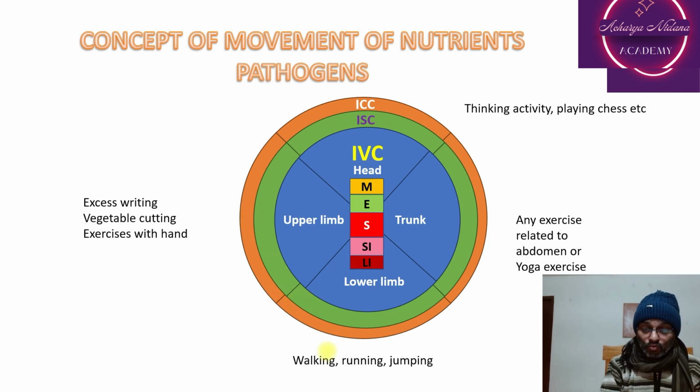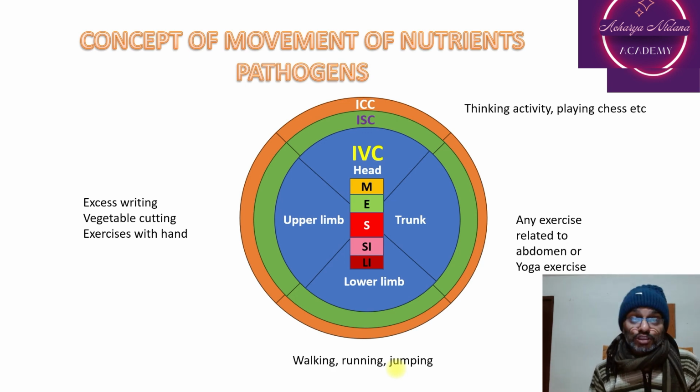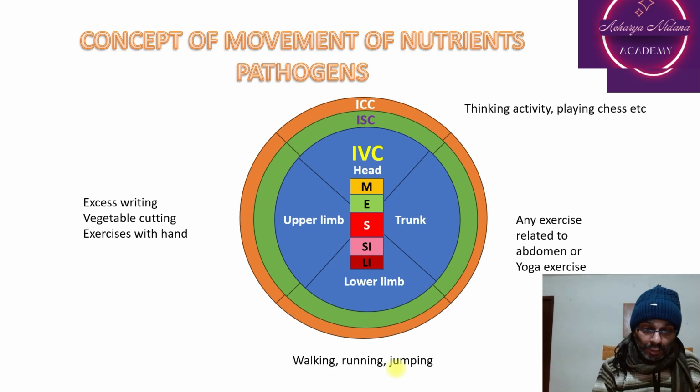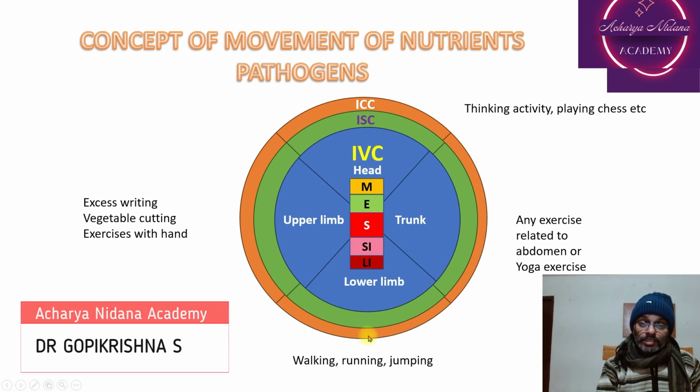Suppose the person is walking, running, jumping, etc., wherein the skeletal muscles of the lower limb will be in more action. That means whatever pathogens are present in the stomach, small intestine or large intestine will enter from there into the intravascular compartment of the lower limb. From there it will go into the interstitial compartment. From there it will move into the intracellular compartment of the lower limb.